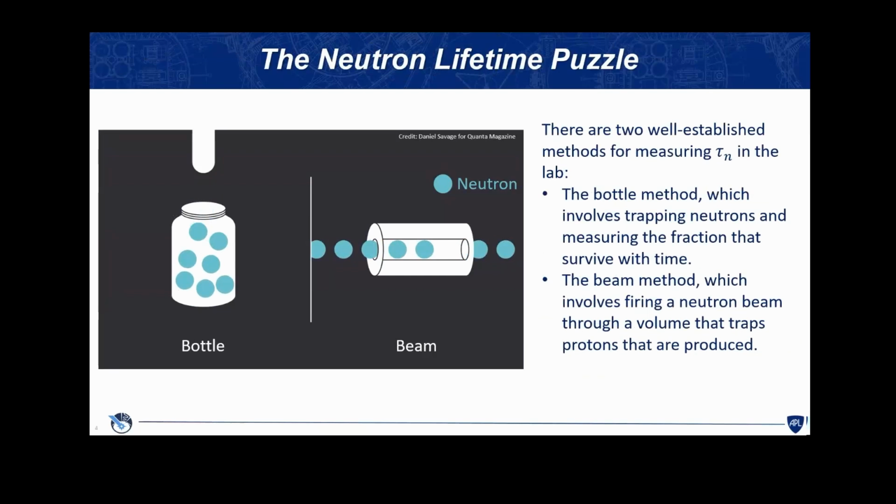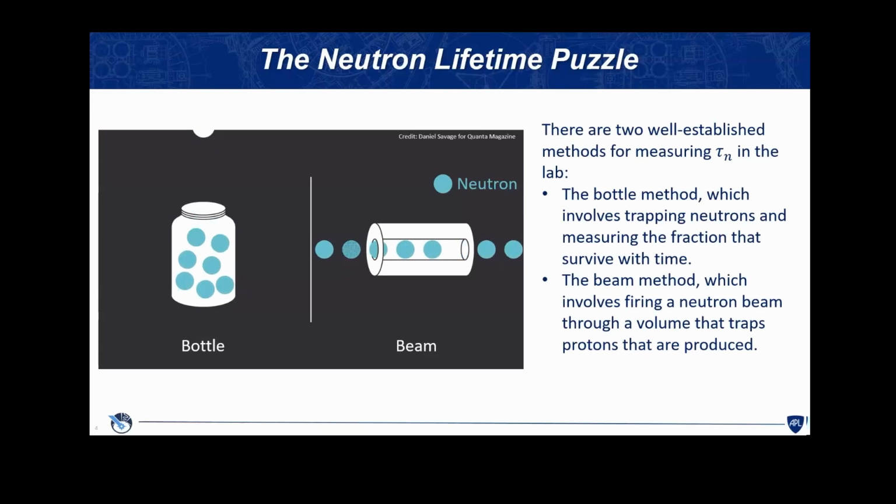So there are 2 well-established and reasonably high precision ways of measuring the neutron lifetime. The first is called the bottle method, and it involves storing ultra-cold neutrons and then periodically measuring how many survive in order to plot out the decay curve and calculate the neutron lifetime. The state-of-the-art measurement is UCN tau at Los Alamos, and it reports both statistical and systematic uncertainties less than 0.3 of a second.